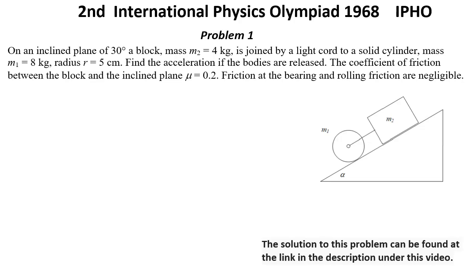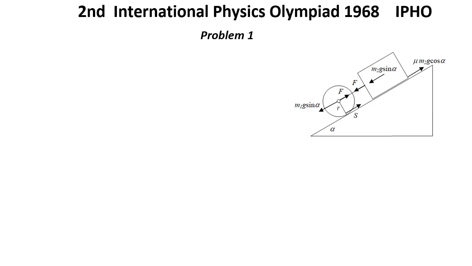The coefficient of friction between the block and the inclined plane μ equal 0.2. Friction at the bearing and the rolling friction are negligible. Solution for problem number 1. First, let's draw the free body diagram.